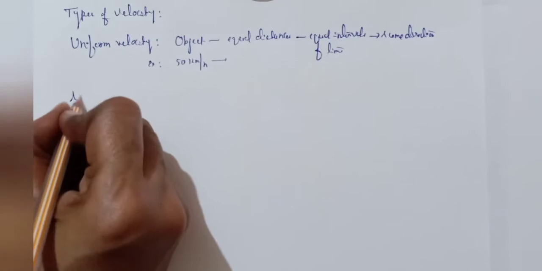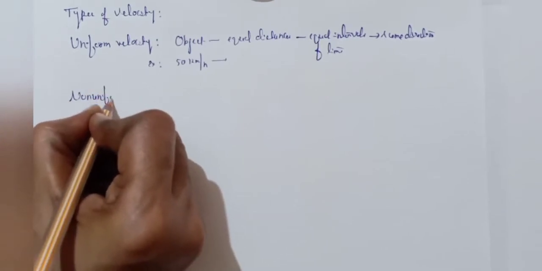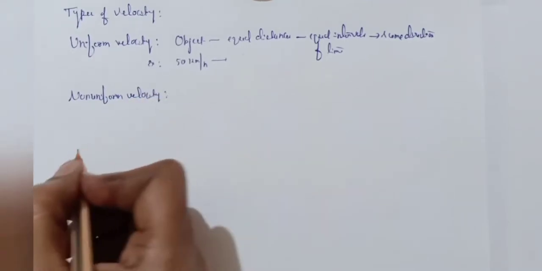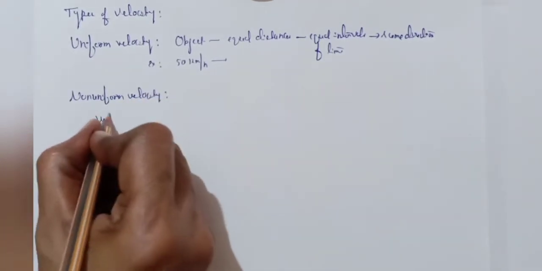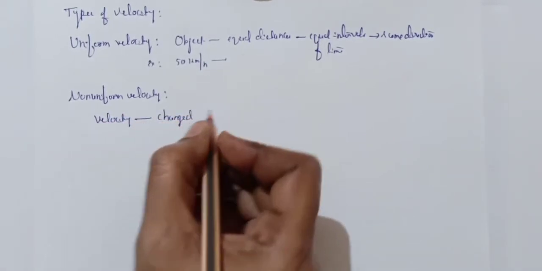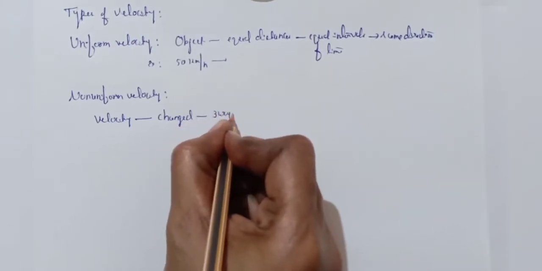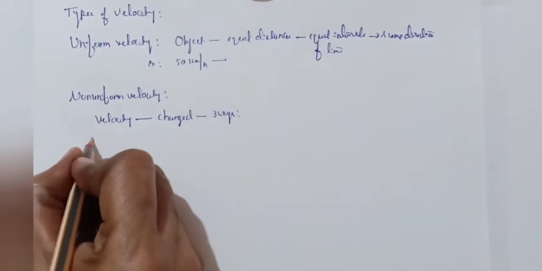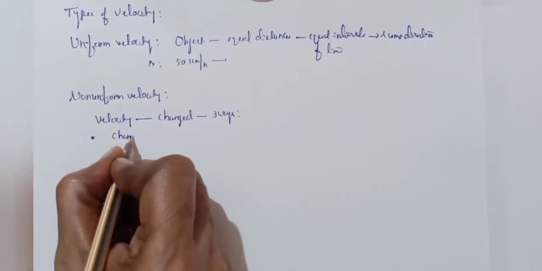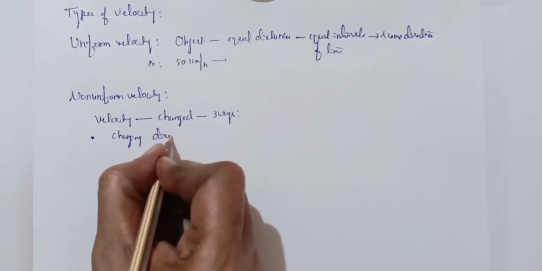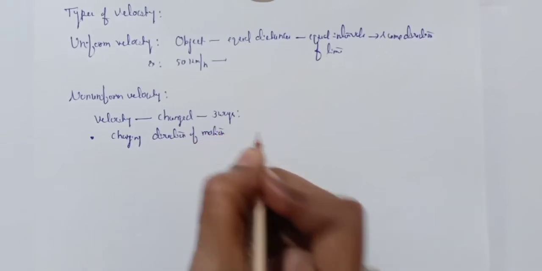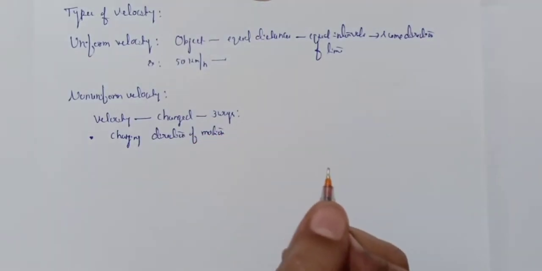And next, non-uniform velocity. The velocity of a body can be changed in three ways. First one, by changing the direction of motion of the object. By changing the direction of motion of the object, the velocity can be changed.